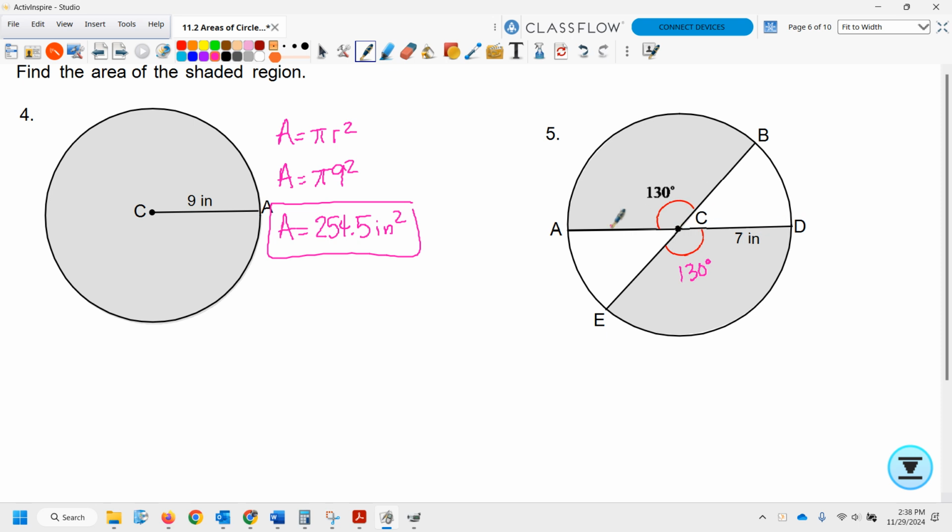The area of the shaded region is a sector. It's a portion of the area of the circle. That's the numerator. The formula for area of a circle is pi r squared. R is 7. Pi 7 squared.